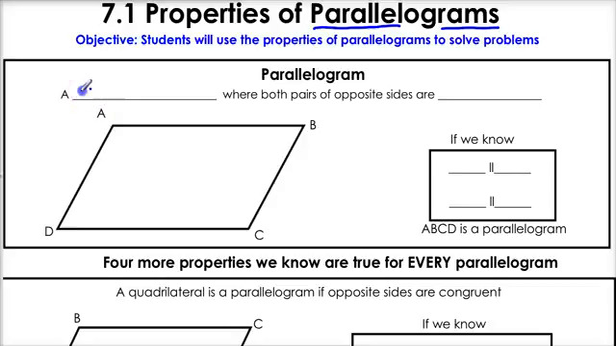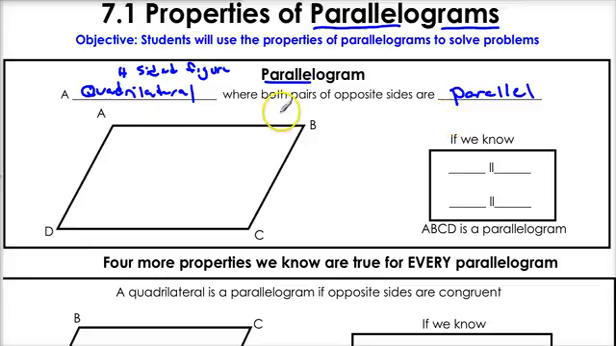So a parallelogram is a quadrilateral, and if you don't know what a quadrilateral is, that is a four-sided figure. It's a four-sided figure where both pairs of opposite sides are parallel. The opposite sides are parallel to each other, hence parallelogram. So what does that actually look like?